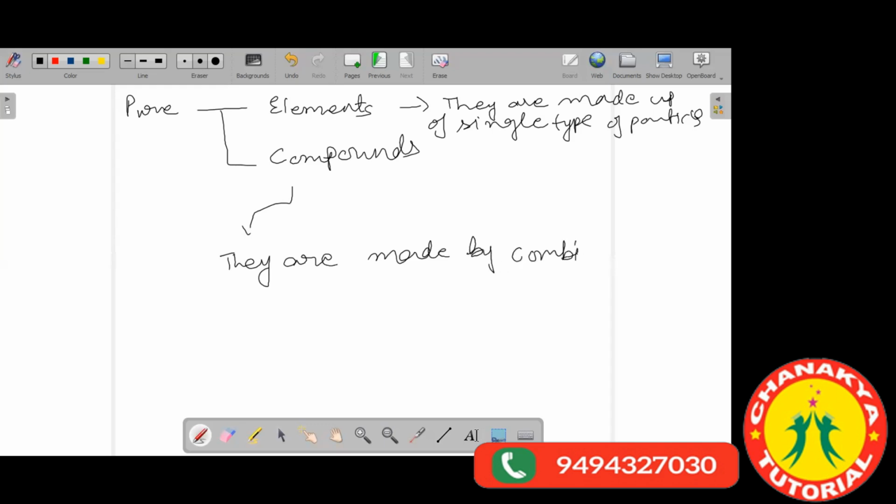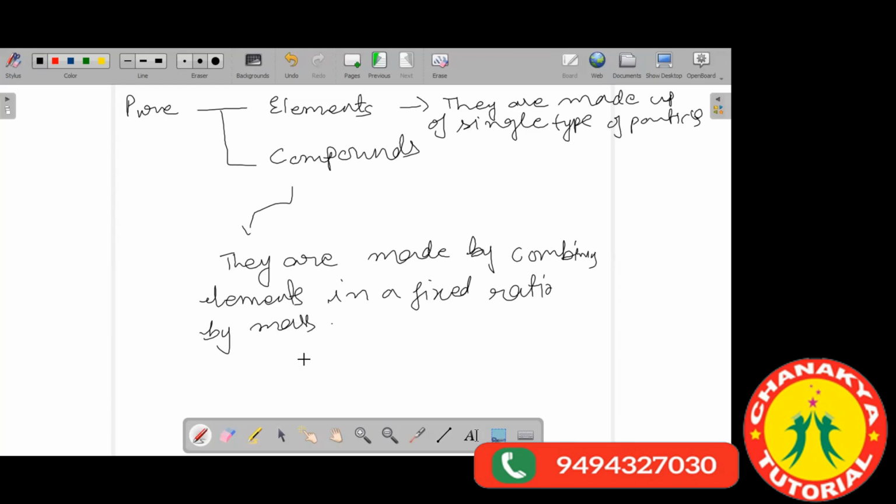So they are always formed by combining elements in a fixed ratio by mass. Here the elements are combined in a fixed ratio by mass and they are chemically bonded to each other. They change the properties of the element. So they change the properties of the combining elements.